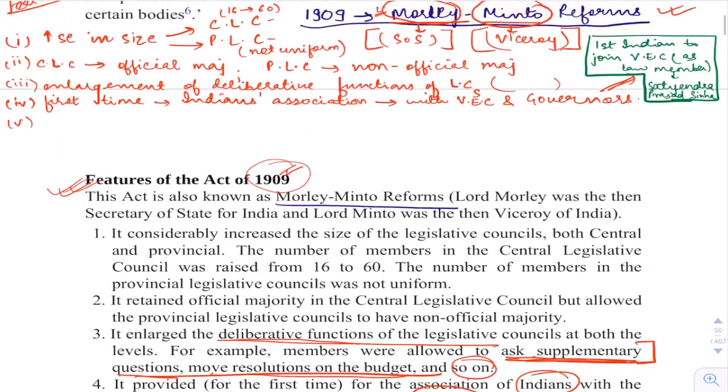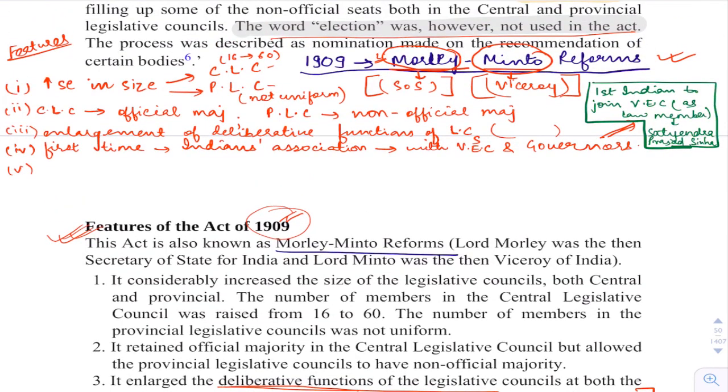As you can see, we are just summing up all the features of 1909 here in this area only, the blank area as you can see. So if you have the book, you can write also in that area.